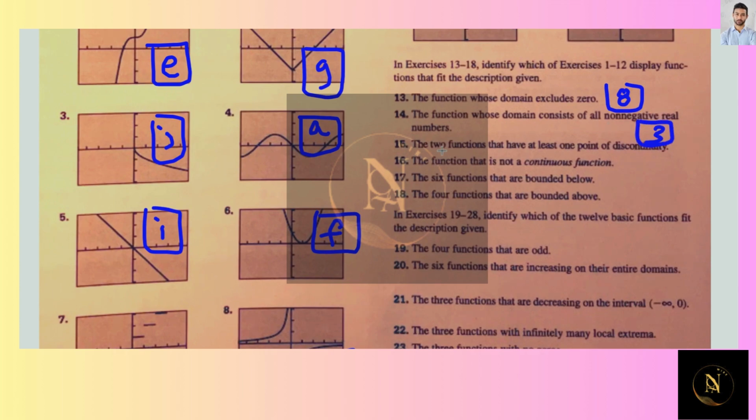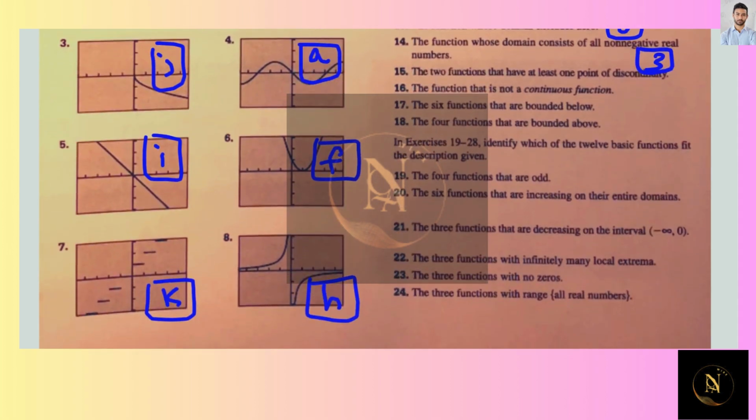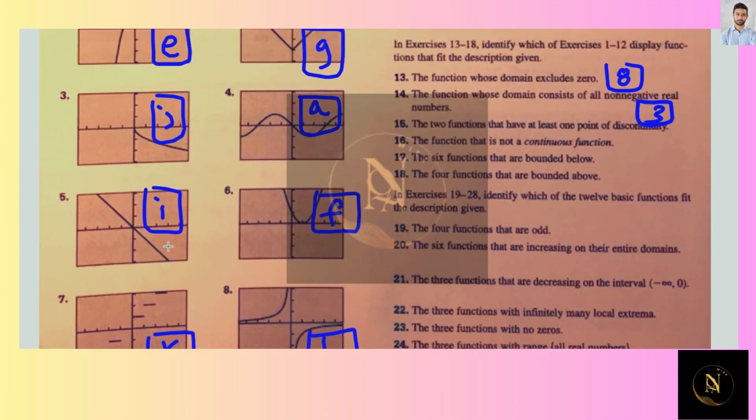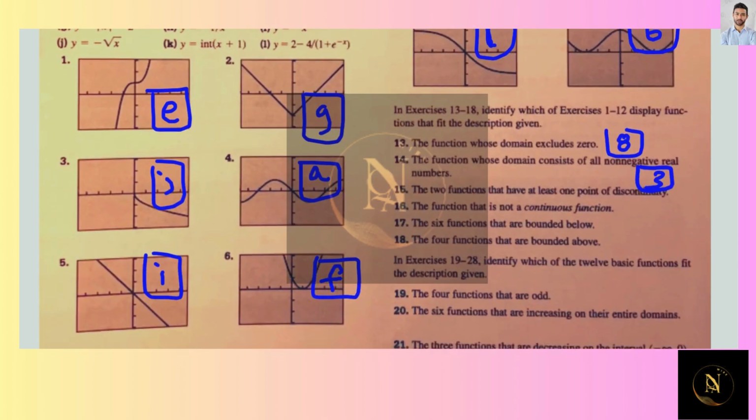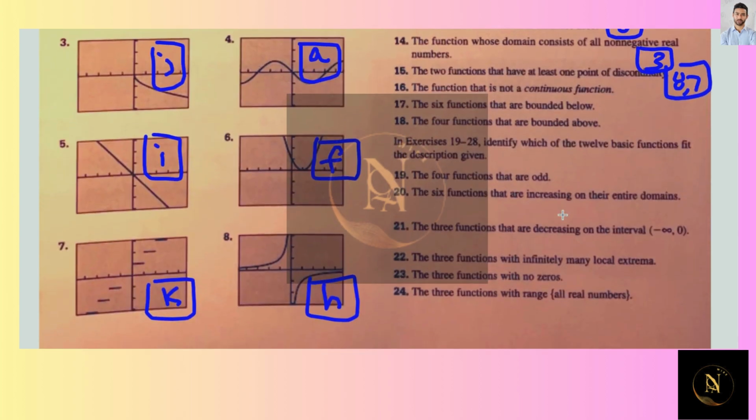The two functions that have at least one point of discontinuity, well, that would be 8 and 7, where it's not continuous. The function that is not a continuous function would be 7.